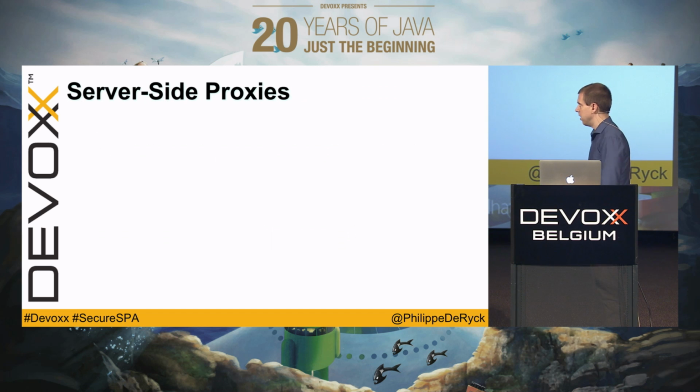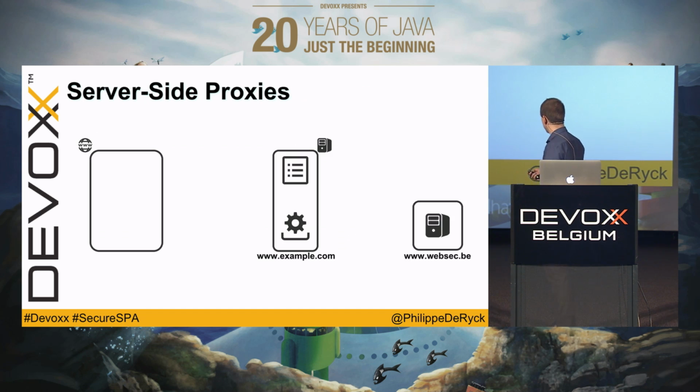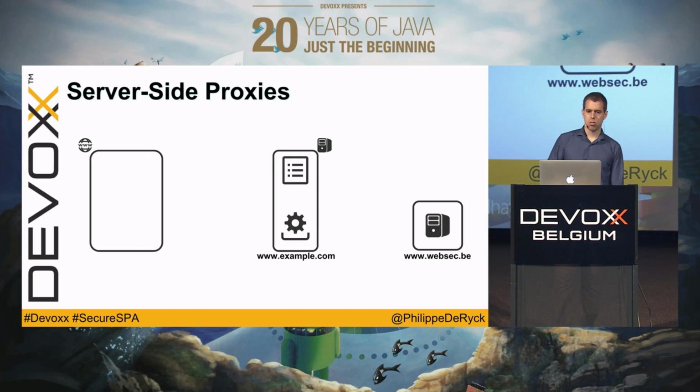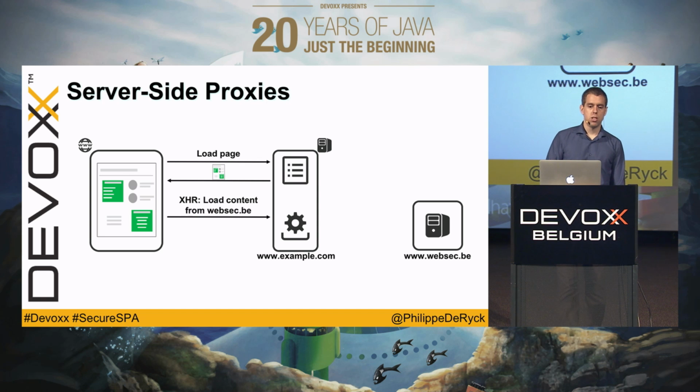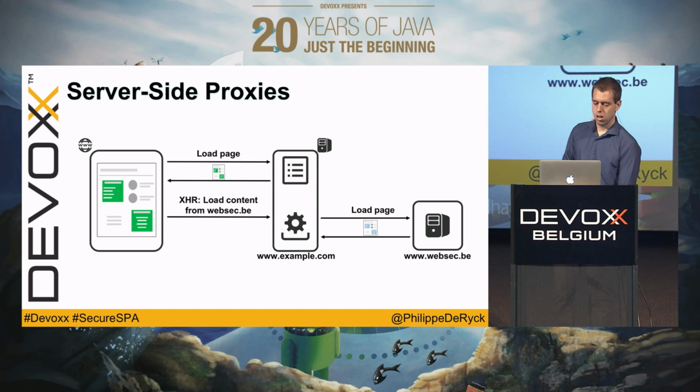Server-side proxies, and why they're a bad idea. We have the client, and we have the server, and we have a third server which offers us some information. We load this page from our example.com server. It's loaded in the browser, everything is fine. We want to load content from this websec.be with XHR. This is really not allowed in the browser, so we cannot get it directly. So we simply ask our server where we can connect to with XHR, like fetch me this content, please. The server obeys very nicely. This is a server-side proxy we're talking about, and it gets this content from websec.be and returns the content to the browser.